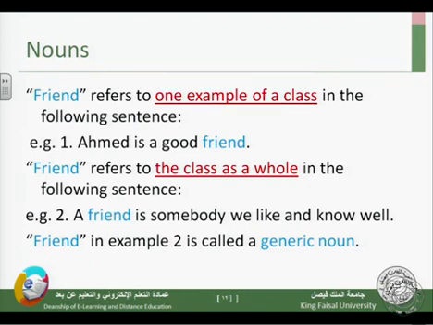Ahmed is a good friend. Friend here is an example of the class. Friend refers to the class as a whole in this sentence. A friend is somebody we like and know well. So friend here talks about all friends. This is a definition. We define the noun friend as somebody we like and know well. So this refers to the whole class and not just one particular example of the class. Friend in example 2 is called a generic noun because it refers to a genre. A genre is the whole class, and this is why we call it a generic noun.